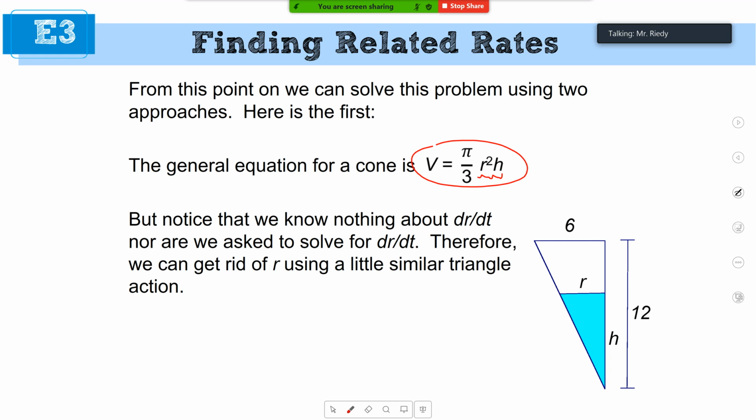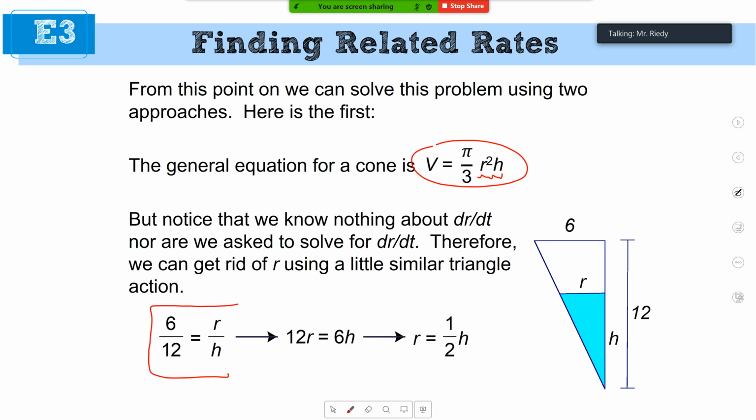And you remember this from geometry. Similar triangles would give us this. So I would set up this equation. The radius of the big triangle over the height of the big triangle is equal to the radius of the water over the height of the water. Cross multiply and get to that.